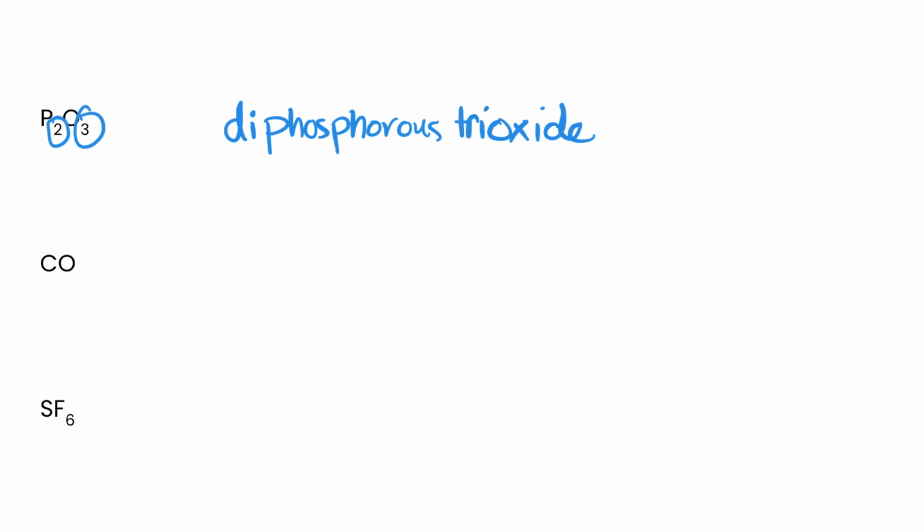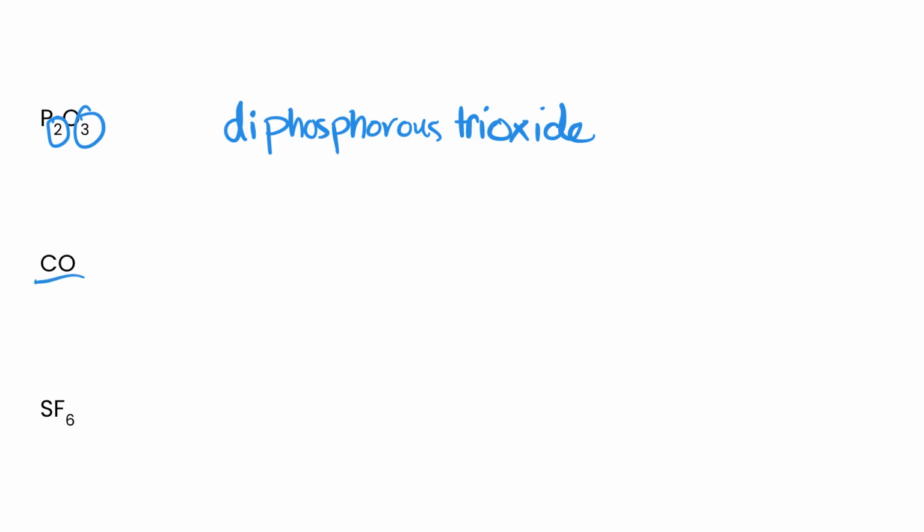Starting with our first one, P2O3, P is phosphorus. So let's put that in, phosphorus. And then O is oxygen. We're changing the ending to IDE, so that becomes oxide. Now, P has a 2, so we need to put a di in front of phosphorus. And O has a 3, so we need to put a tri in front of oxide. So this becomes diphosphorus trioxide.